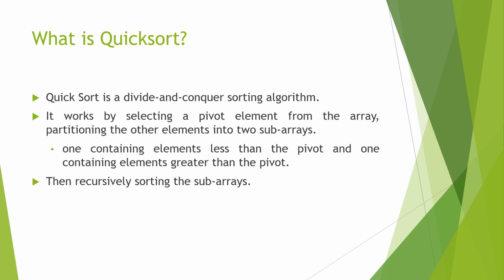So the given array is partitioned into two subarrays, and the elements in the left subarray will be less than the pivot, and the elements in the right subarray will be greater than the pivot element. So we recursively solve each of the subarrays, sorting the elements, and then it returns the result.